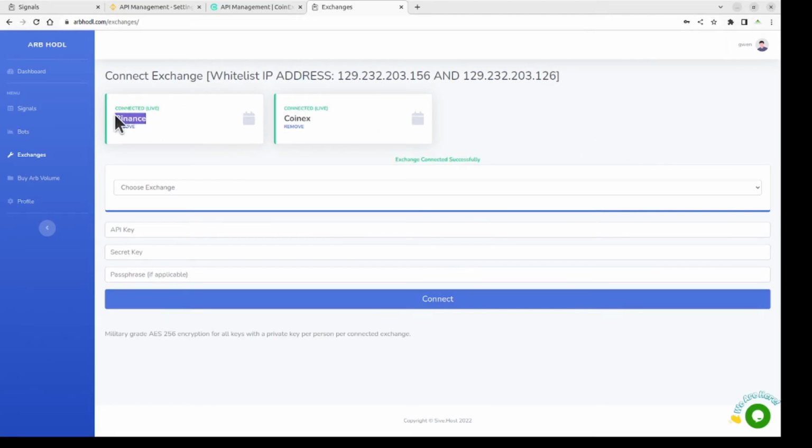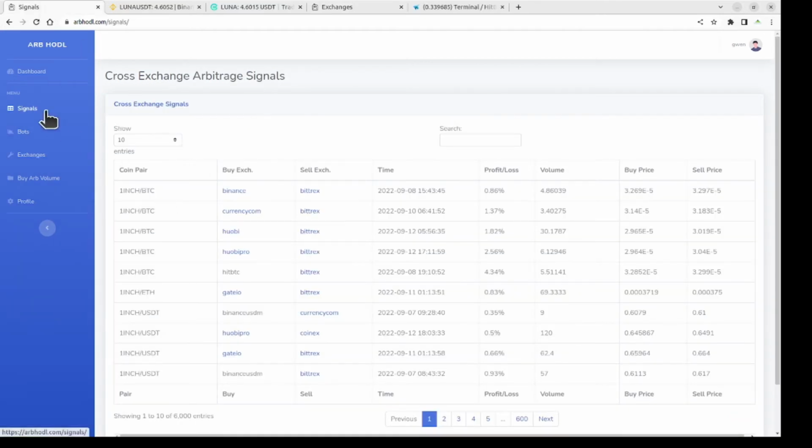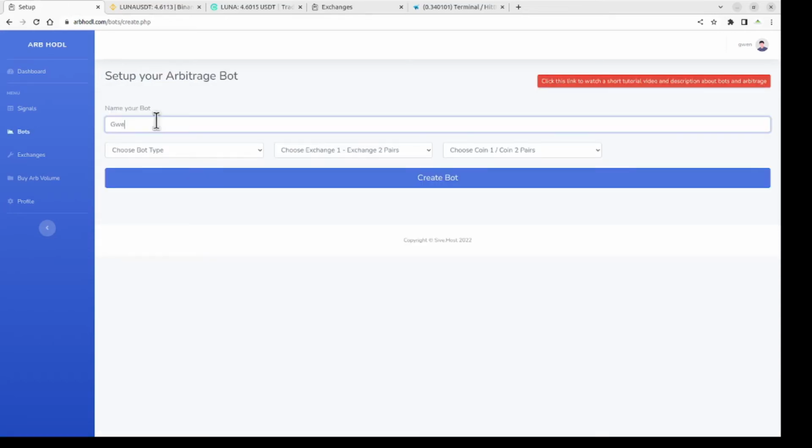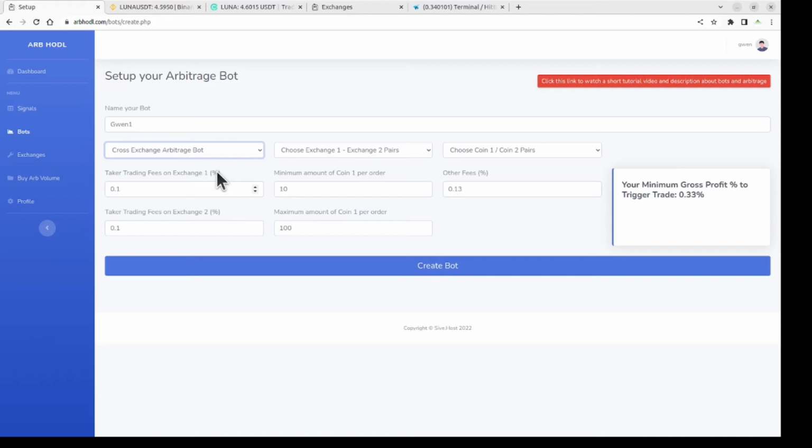Now we have our exchanges as per the arbitrage opportunity on Signals. Now we click on Bots and we see this. Then click here as we want to create a new bot now. We name our bot Gwen1. Then choose Cross-Exchange Arbitrage Bot, and then click on this next drop-down list.